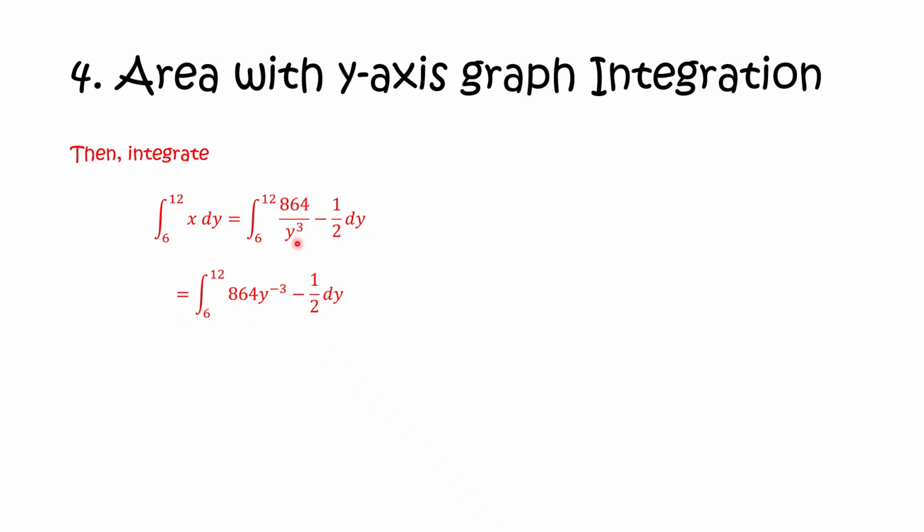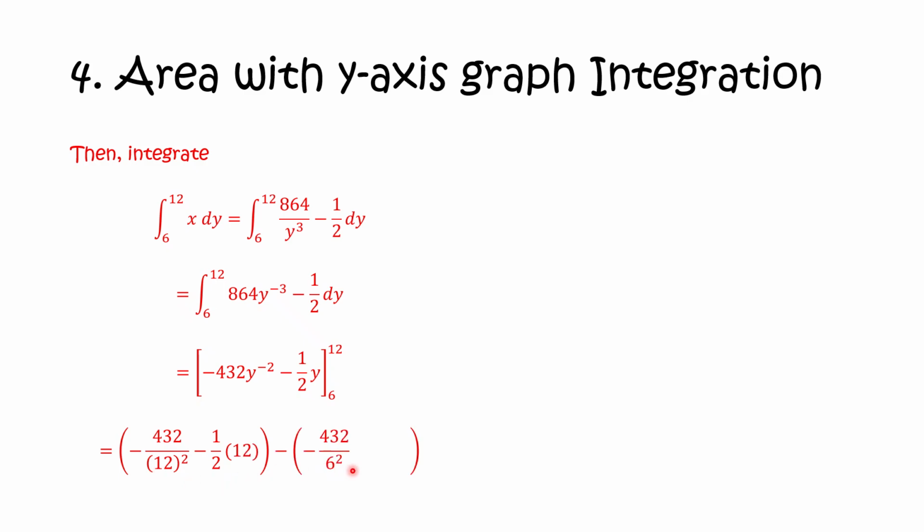Before we integrate, recall from our laws of indices, we can clear the fraction with the variable of interest to us, which is y in this case, so that we have 864 times y to the power minus 3, minus a half. And we integrate that, we would get minus 432 y to the power minus 2, minus a half times y. Then we substitute for the 12 and the 6, which are the upper and the lower limit. Then we evaluate. As we evaluate, our answer simplifies to 6 square units. That is our final answer.